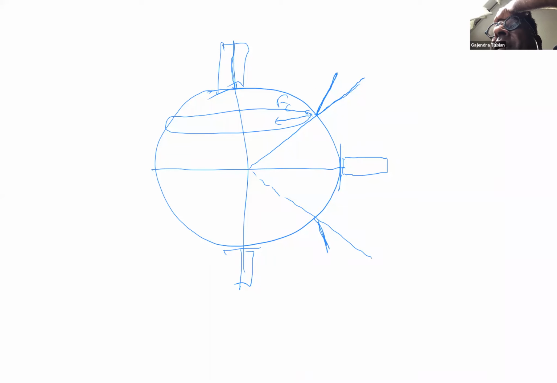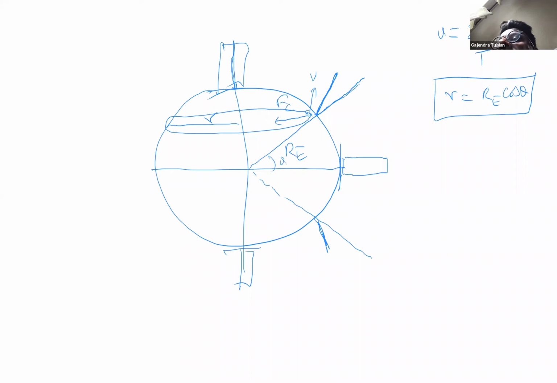And you can calculate your speed. Your speed would be the size of the circle you're going, and the Earth spins once in 24 hours. So the speed would be 2 pi r divided by 24 hours, r being this radius. And you can relate that to the radius of the Earth. That radius, r, would be R_E cosine theta, where theta is your latitude. Now, where is that centripetal force coming from?